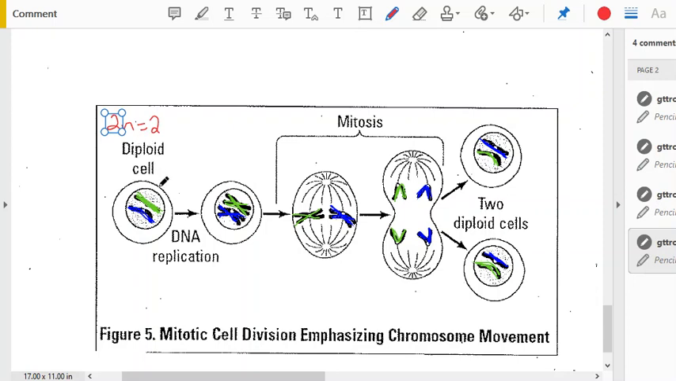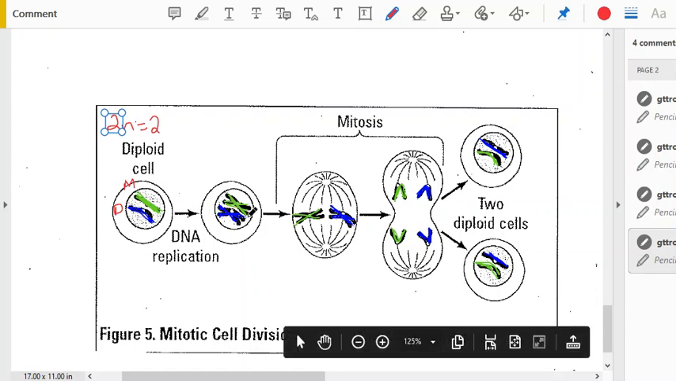So 2n equals 2. And remember, one of these is from mom and one's from dad, so I think from memory we did green was mom and blue was dad. If not, you can go ahead and switch that. And if you want, you can add the M and the D from mom and dad all the way through. Otherwise, the color coding is fine.